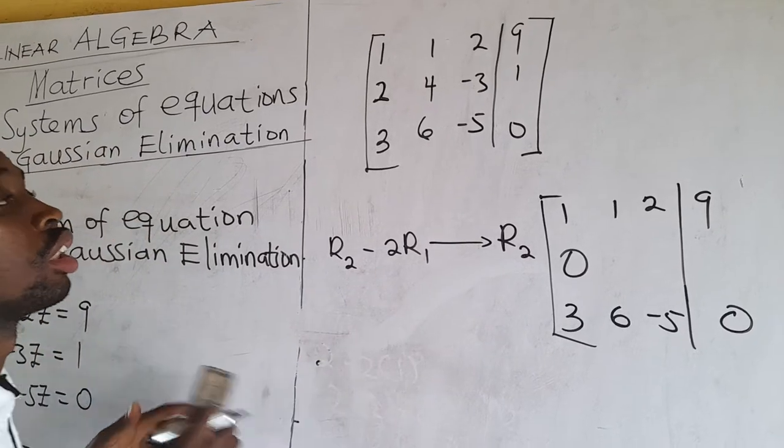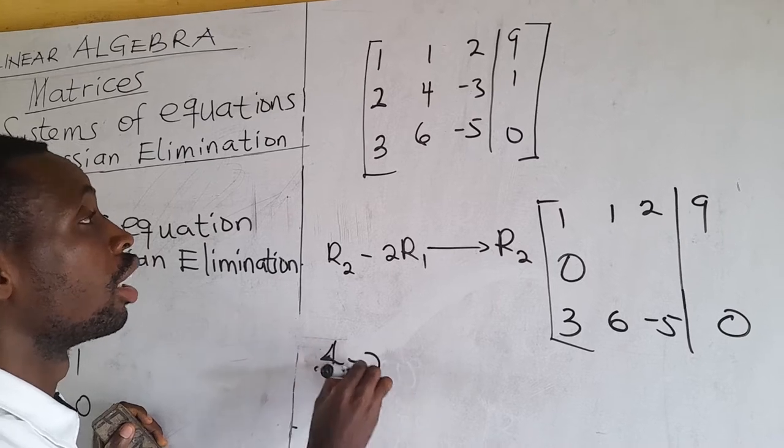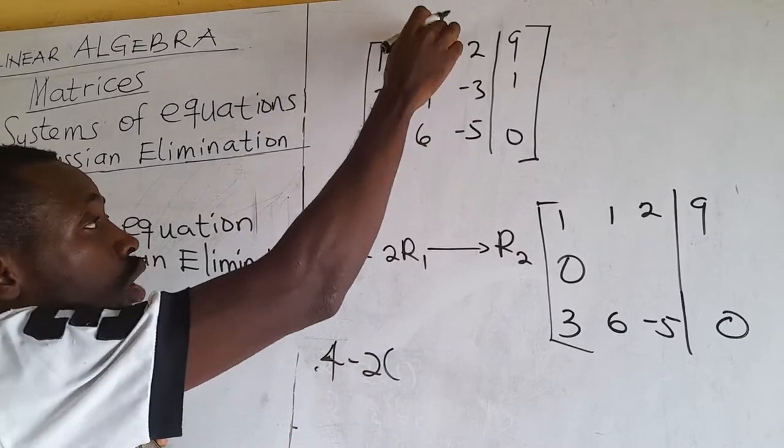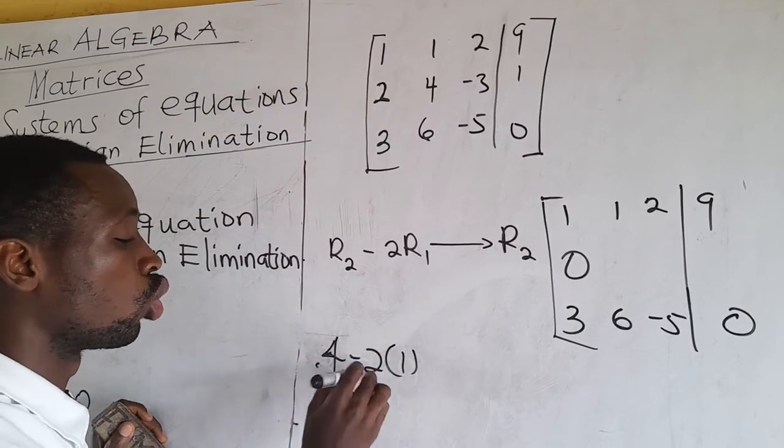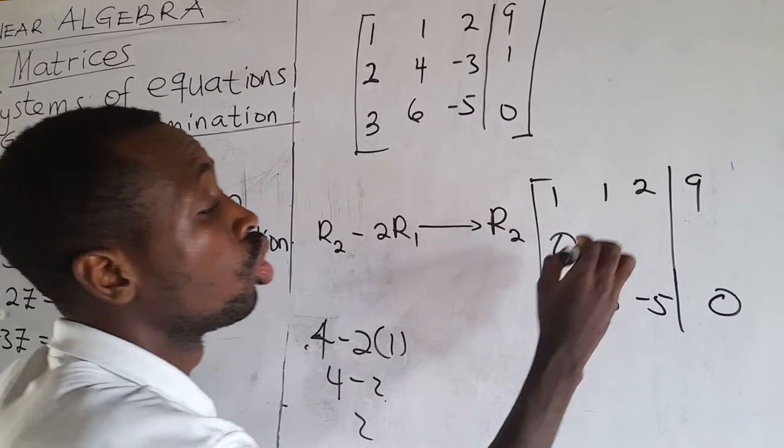The next one, this 4 minus 2 times 1. So 2 times 1 is 2. 4 minus 2 will be 2. We put 2 there.